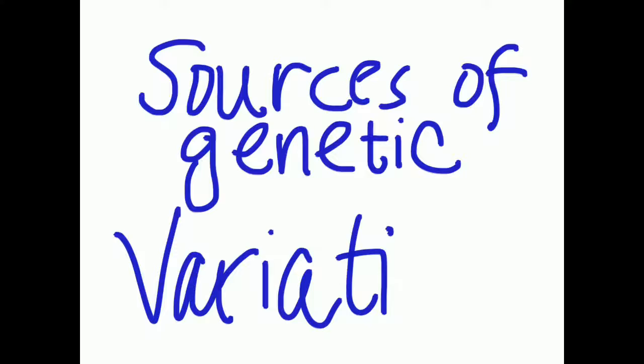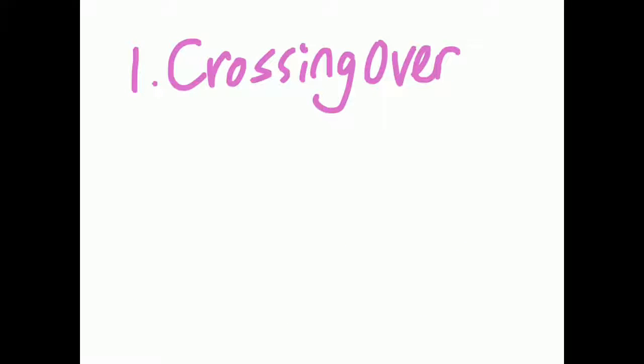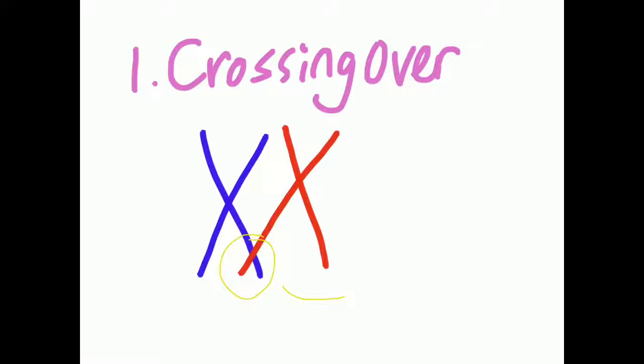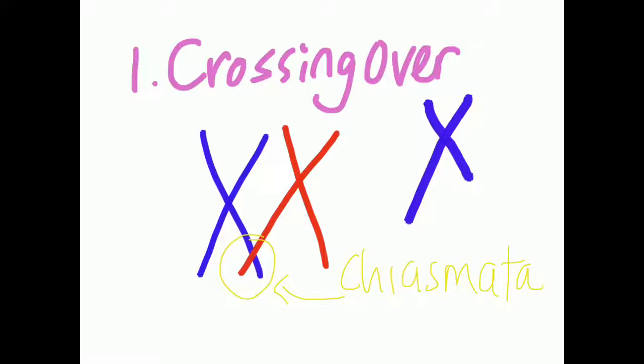Sources of genetic variation. Crossing over occurs in prophase 1. It is the recombination of linked genes on homologous chromosomes, and it's the greatest source of genetic variation.